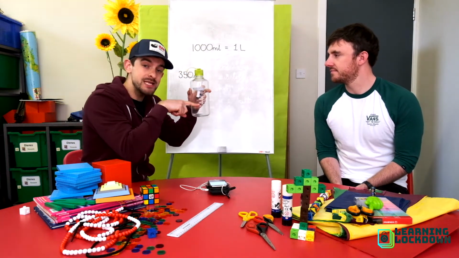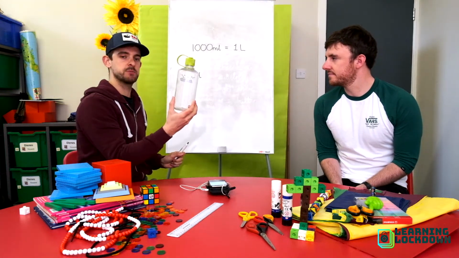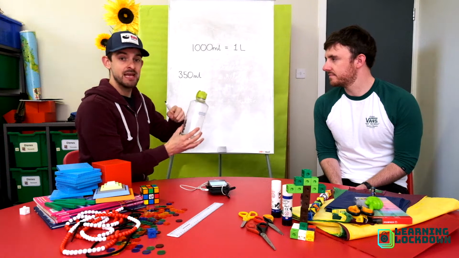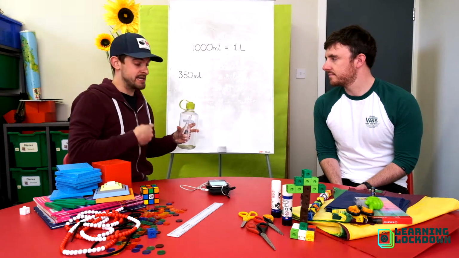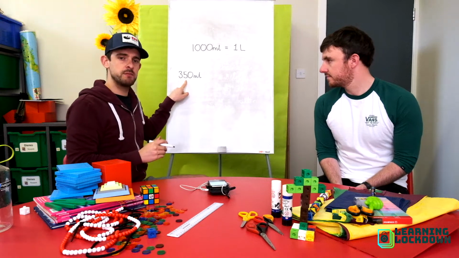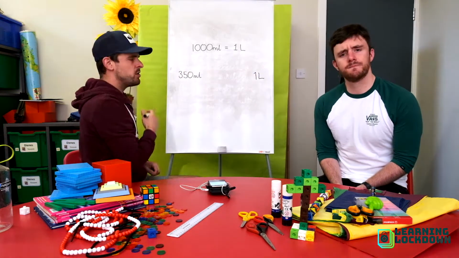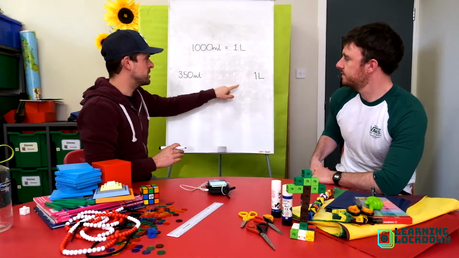But let's say you wanted a full litre of water. I needed to carry a full litre of water on my expedition, and I'd only got 350. The question might be, well, how much more do I need to move into this bottle in order to fill it? So I'm at 350 millilitres, but I want to get to 1 litre. Now, how on earth can I count on from 350 to 1?